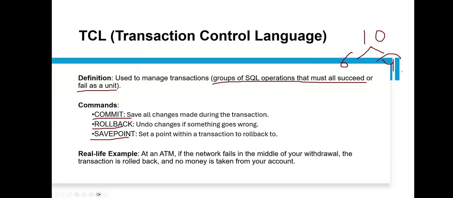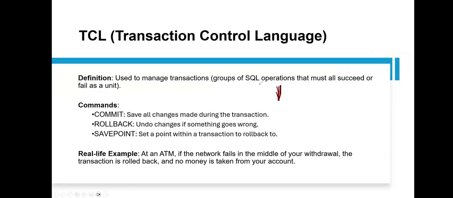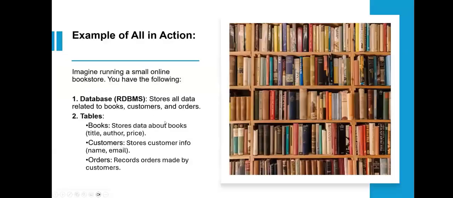Either if these 4 are failing, then these 6 also must fail. An example is commit, save all the changes, rollback, undo all the changes, or save point, like set a point where you can save the transaction. Like these 6 have happened, now the other 4 are waiting. But in case after this save point, if these 4 somehow are cancelled, then you have to go back and cancel these 6 also. Okay, this is an example of transaction control language.